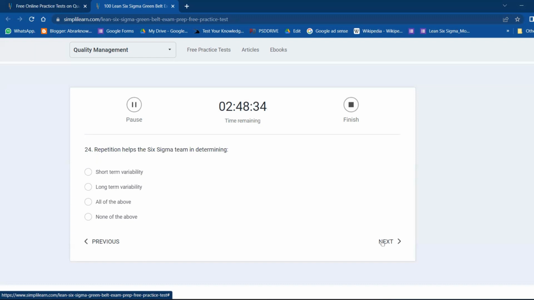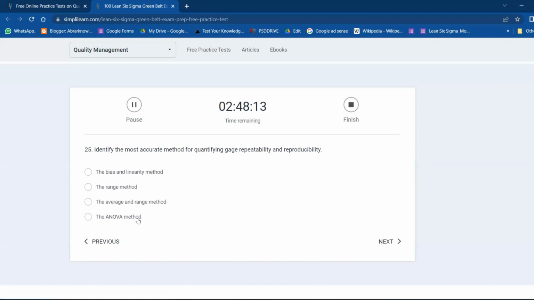24th question: repetition helps Six Sigma teams in determining... When you do repetition, you will get to know the short-term variability. Next: identify the most accurate method for quantifying gauge repeatability and reproducibility. One of the methods we can use is ANOVA, right? In gauge repeatability and reproducibility, you can do it either with the X bar R chart or with ANOVA. ANOVA is the right answer.